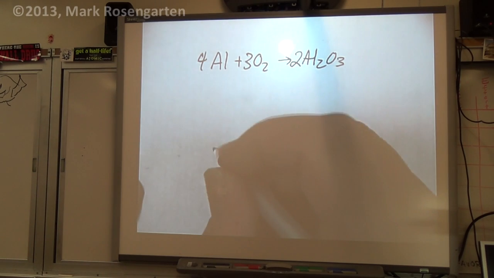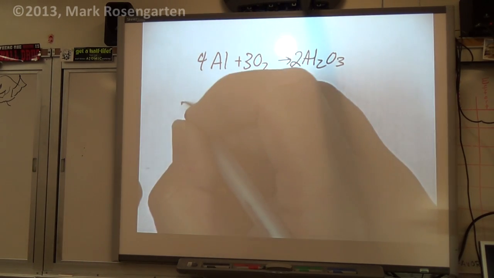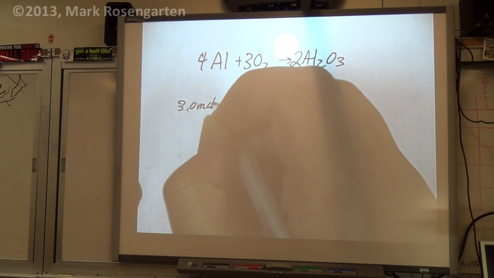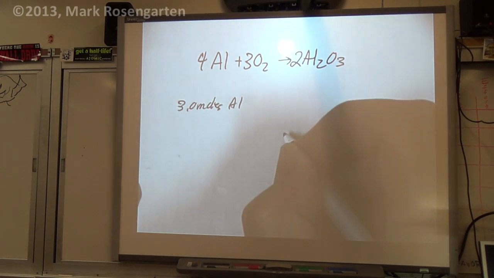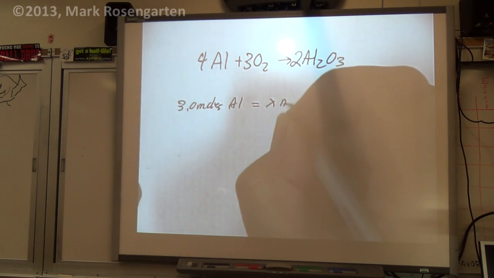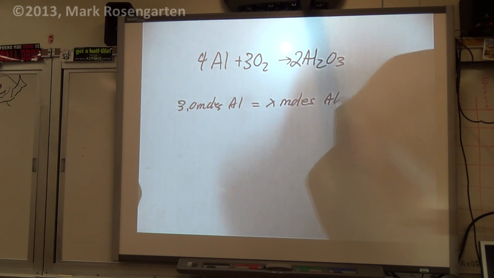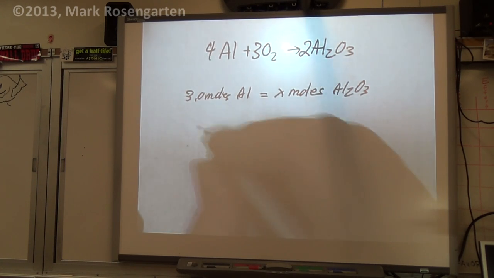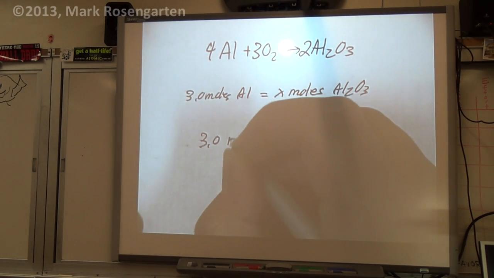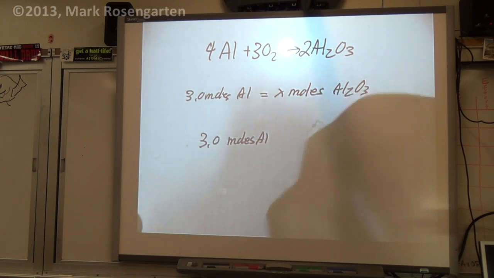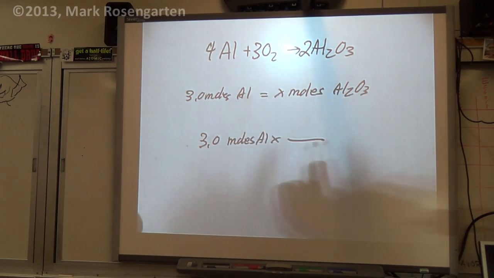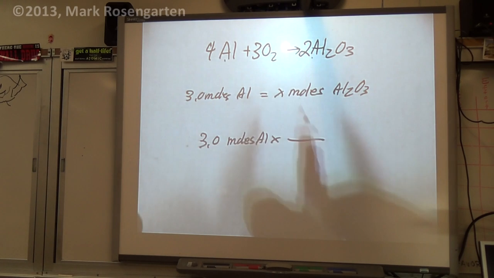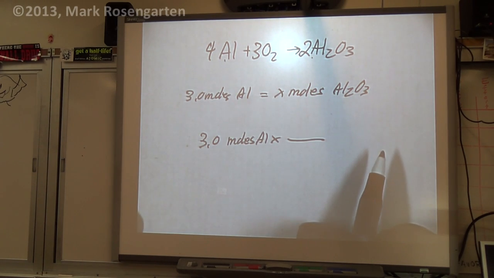Now, let's suppose we said we have 3.0 moles of Al, aluminum. How many moles of aluminum oxide can we make from that, assuming we have enough oxygen to do the job? And so what we do is we set up a ratio. We do 3.0 moles of aluminum, and then we multiply it by the ratio between aluminum and aluminum oxide. But we have to choose which goes where carefully.